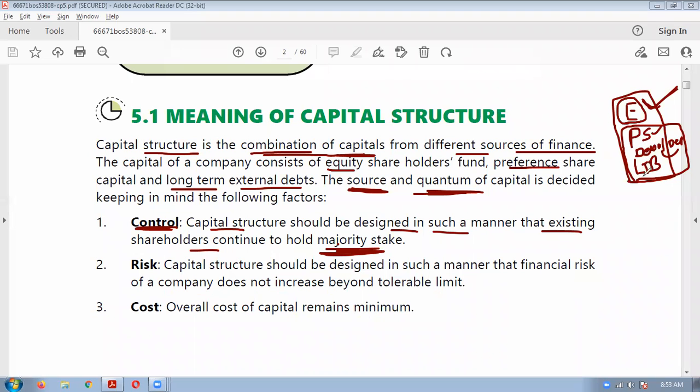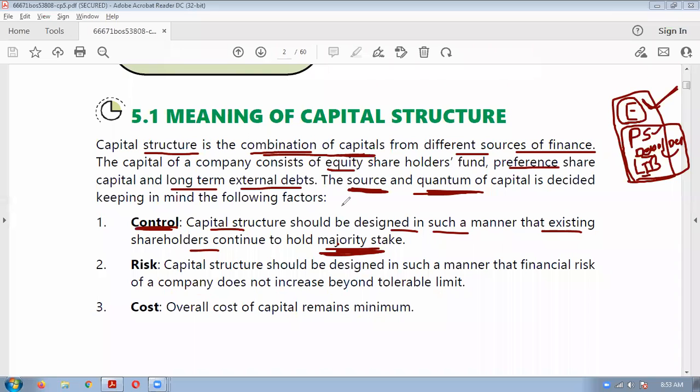It may go for borrowings or debentures, so that control is not diluted. In the other case, if control is not that important for a company, it can go for equity. So it depends upon the preference of the company.